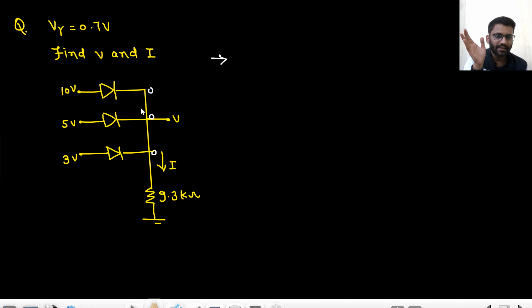I am applying the short circuit test, open circuit test. If I apply the open circuit test, this diode will have the maximum forward voltage drop. That means it has a 10 volt forward voltage drop. That means here I will have a battery of 0.7. That means I will have 9.3 here, then 9.3 here, and 9.3 here. Since it is 9.3, this will be off, this will be off, and this will be on. Right?